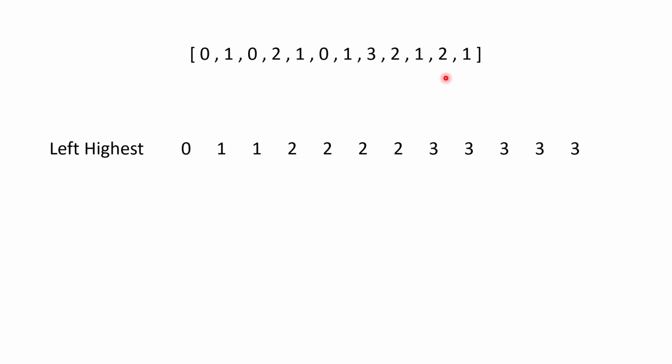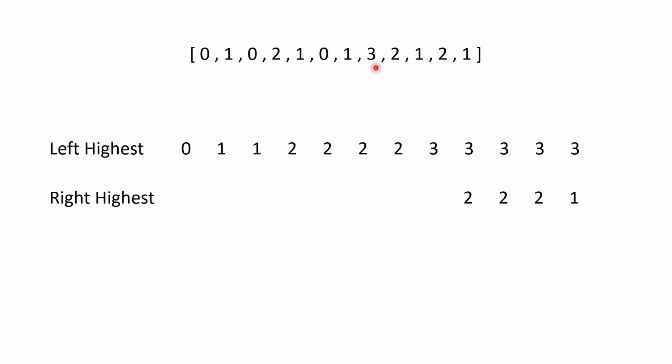Okay, now we make the right greatest array. We leave the last element the same in the array and move from right to left, checking if the current element is greater than the element before it. So the last element is copied as it is, which is 1, and the second, which is 2, is greater, so it will be 2. So 1, 2, here 2, here.